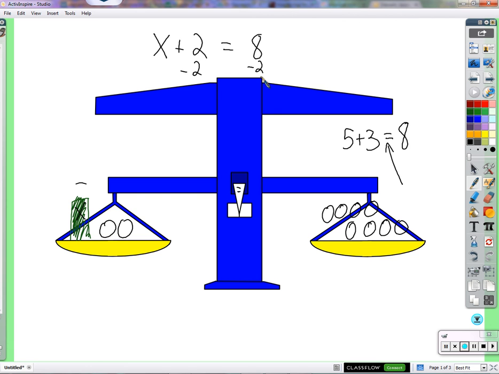Let's think about if I didn't do the same thing to both sides. What would happen if I took 2 from this side and I didn't take 2 from the other side? One's going to be heavier, or in a more broad sense, not equal. Should they be equal? Yes. If they're not equal, then we'll never know what x is equal to, because we want to know what x is equal to. So, again, why do we, when we take 2 from one side, take 2 from the other side?